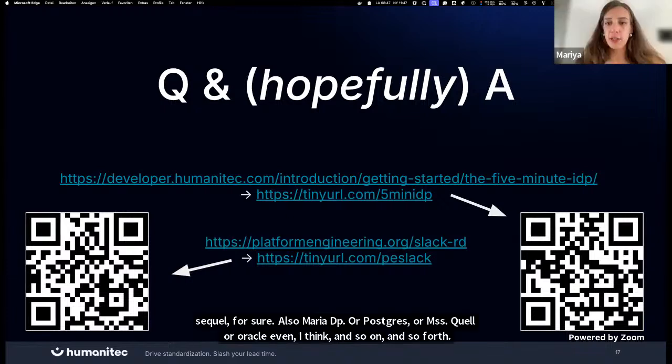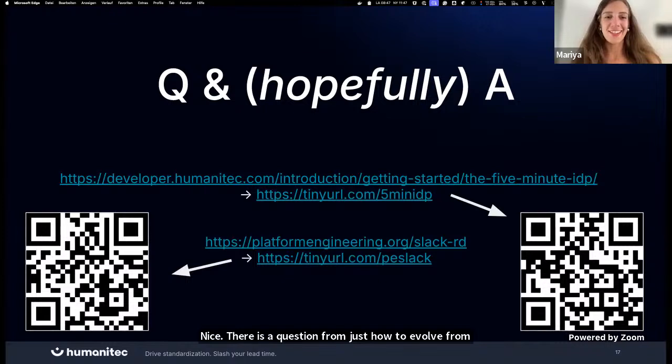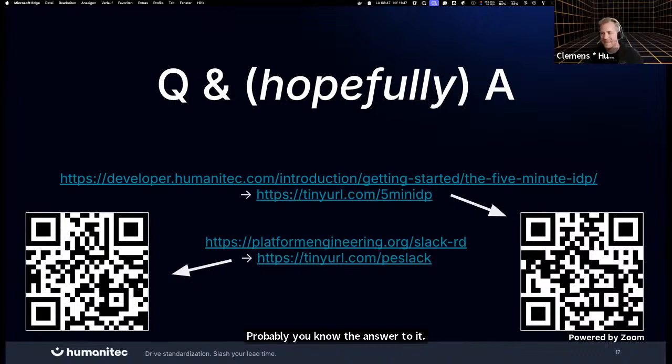Nice. There is a question from Joss. How to evolve from a system admin to platform engineering? Probably you know the answer to it, Clemens, like anybody else. Yes. How do you say that? All sweat, no dreams. Work hard for a few years and you get there.